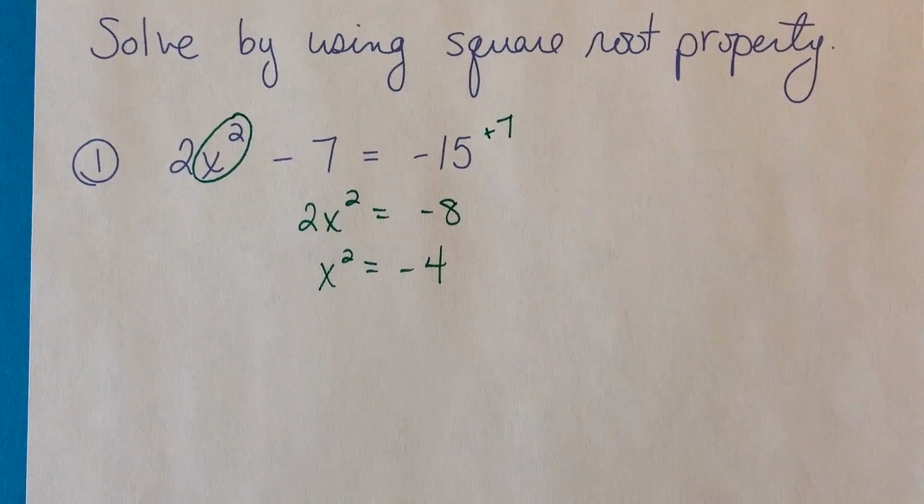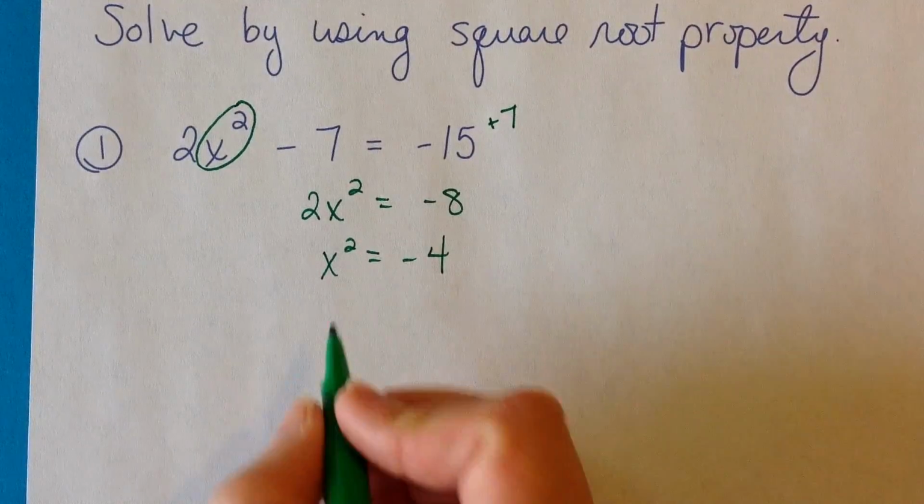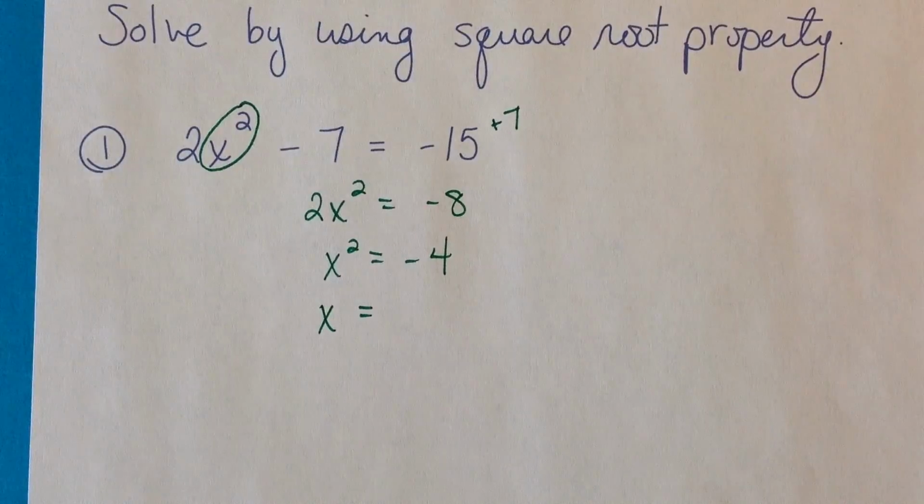Alright, so once you've gotten your x squared by itself, now you're ready to apply what's called your square root property. So you're going to take square root of both sides. So if you take the square root of x squared, that's just going to leave you with x. Because when you take the square root, that's going to undo a square. Or if you have a square root, then you square it to undo it. Those operations undo each other, like adding and subtracting undo each other.